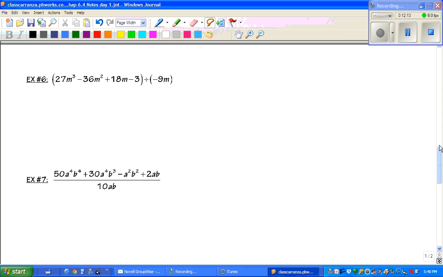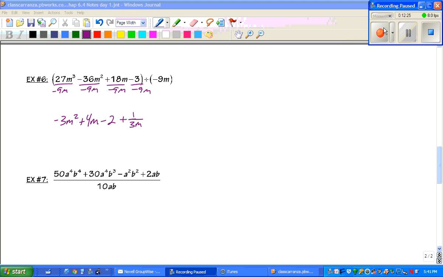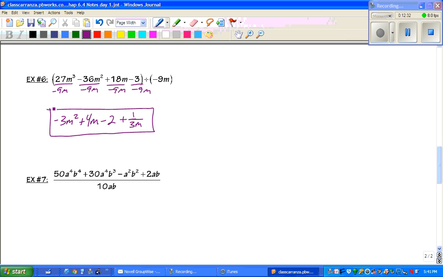So we got example number 6. Why don't you guys start this one out and see how you do? So please pause the video. Okay, and there's your answer. I rewrote the divisor right here underneath. And now the key thing to remember, when you've got negative 3 divided by negative 9, that does not equal positive 3, okay?